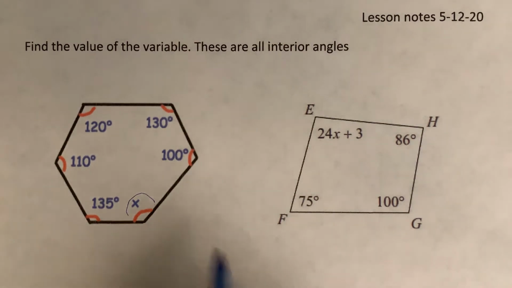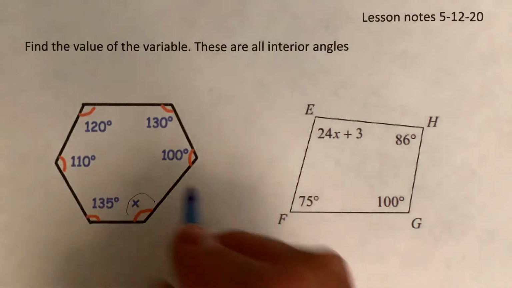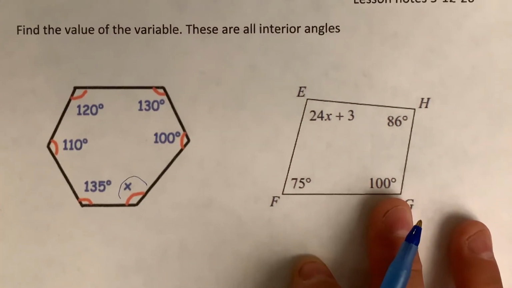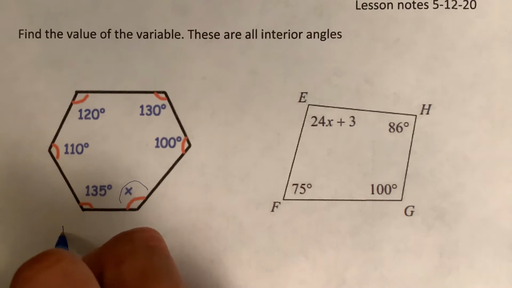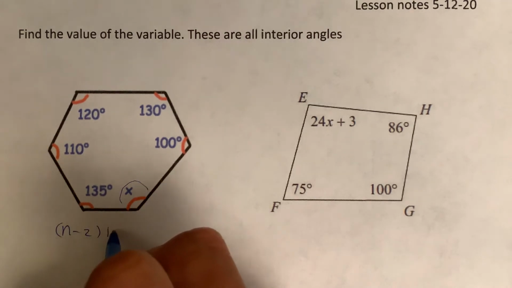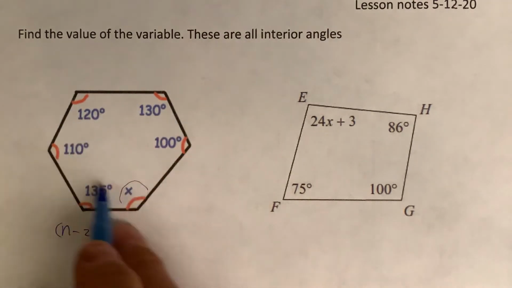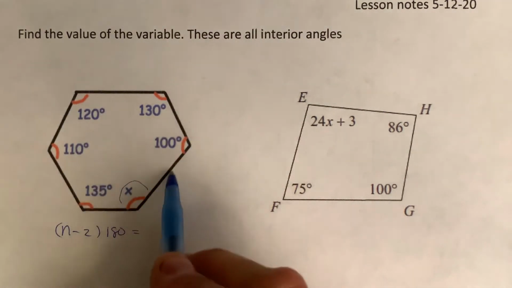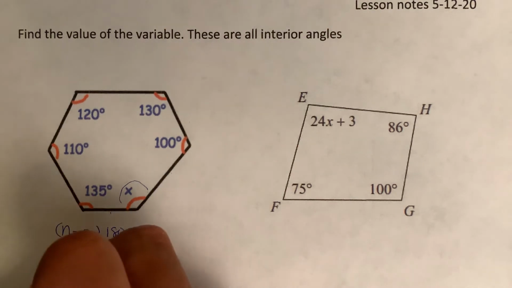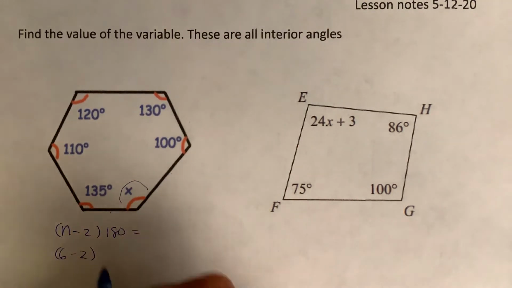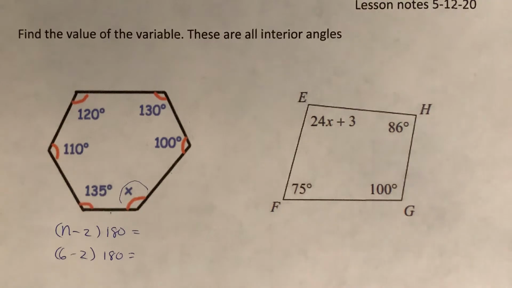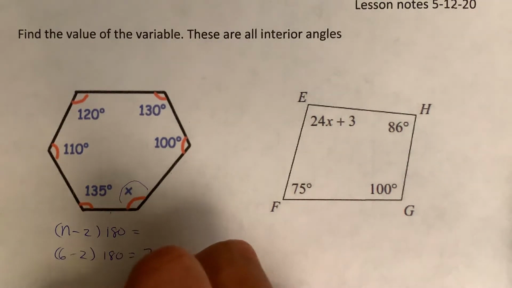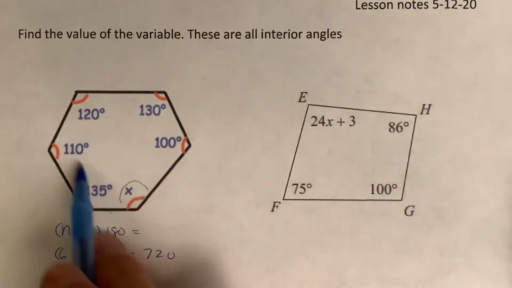So first of all, if we take the number of sides, which is n, our formula from yesterday was n minus 2 times 180. That will tell me the sum of all the angles when I add them all together. I counted 1, 2, 3, 4, 5, 6. So 6 minus 2 times 180. That makes us a hexagon, right? That's 4 times 180, which is 720. So the sum of all these angles is 720.